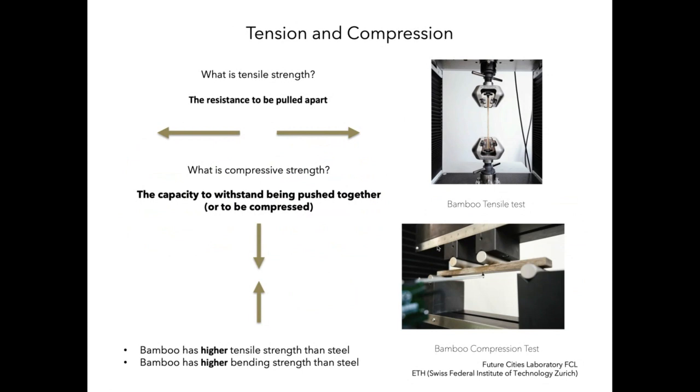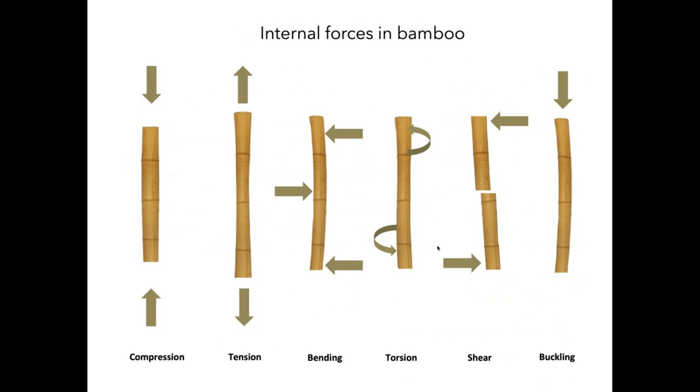Just looking at some forces, what we're dealing with here is, again, compression and tension. Bending, which is great because bamboo is so flexible, so you can use the properties of its bending strength to design these amazing curvy roofs or furniture pieces or walls.